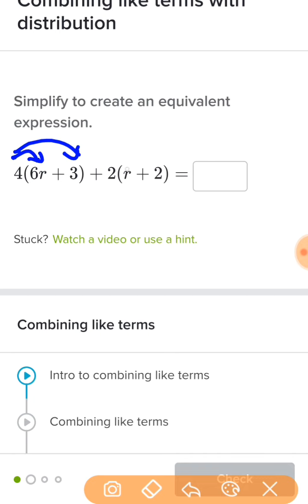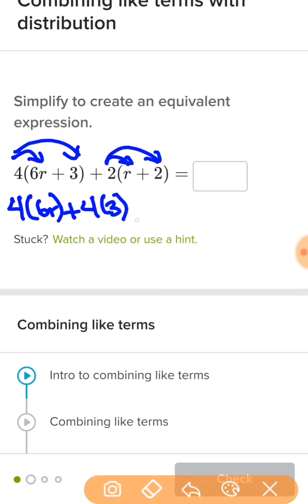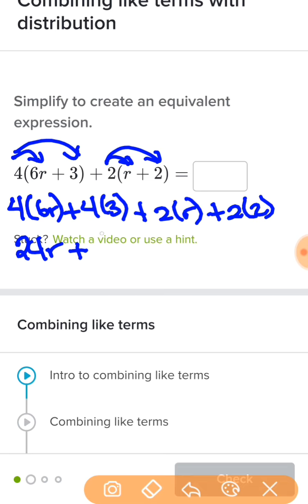The same thing happens with the r plus 2. Since they can't be added, I'm going to distribute the 2 to the r and to the 2. So when I rewrite it, that becomes 4 times 6r plus 4 times 3. And again, that's why you draw your arrows. Plus 2 times r plus 2 times 2. So 4 times 6r is going to be 24r. Plus 4 times 3 is 12, plus 2 times r is 2r, plus 2 times 2 is 4.